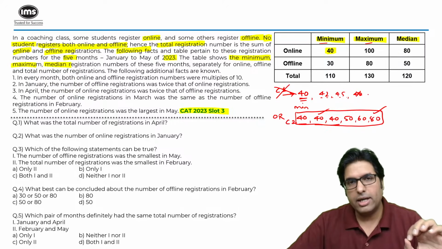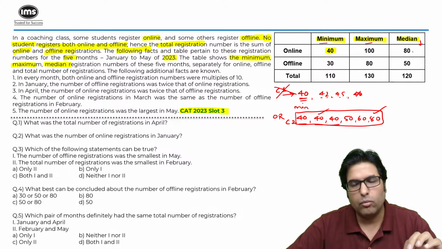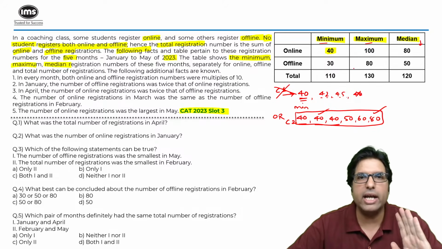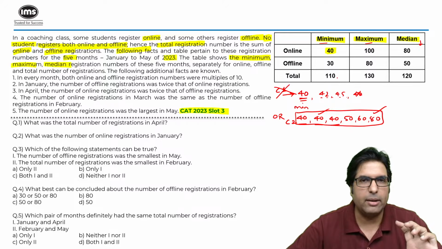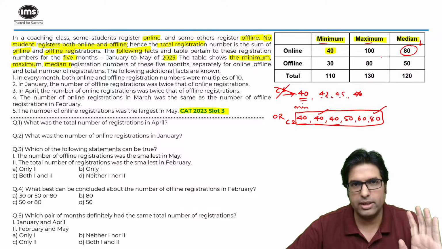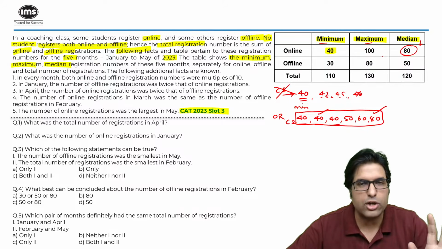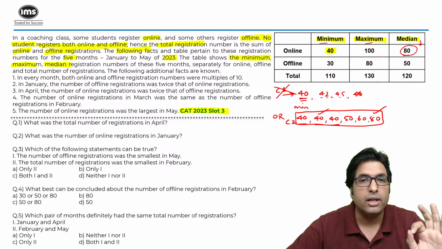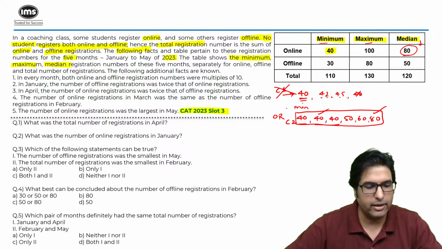Alright, now let's move to the next part on median. What is median? If you arrange all the values in a particular order, either ascending or descending, then what is the middlemost value? That middlemost value is median. I hope this is clear. If you arrange all the values in ascending or descending order, the middlemost value is the median.